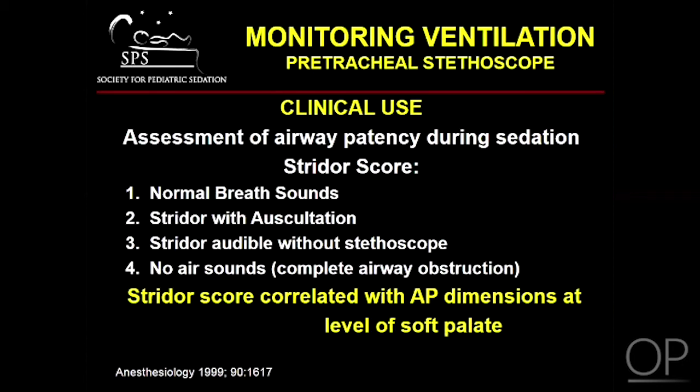In a clinical study assessing upper airway caliber by MRI in propofol-sedated children, auscultation of the trachea determined 4 levels of stridor. The scale begins with normal breath sounds and progresses through stridor to auscultation only, through audible stridor, and ends in complete airway obstruction with lack of air sounds. This Stridor score was shown to correlate with pharyngeal airway diameter and hence with level of obstruction.